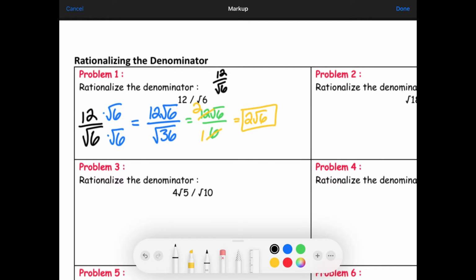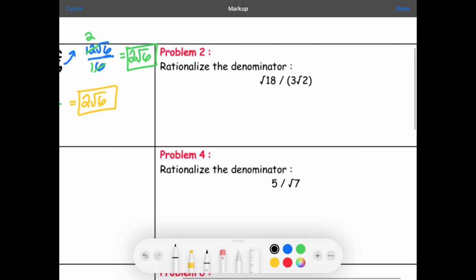Now, another thing you could do if you have a radical in the denominator, you could simply just bring it up to the numerator and then make the denominator just the regular version of that number. So it'd be 12 root 6 over 6. Kind of saves you a step if you know what you're doing. We practiced that in class a few weeks ago.